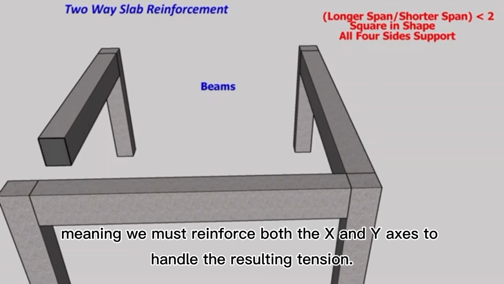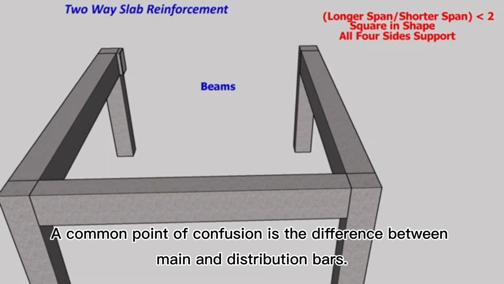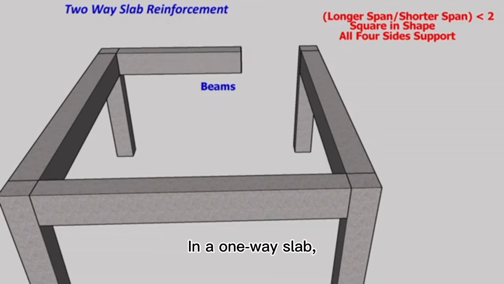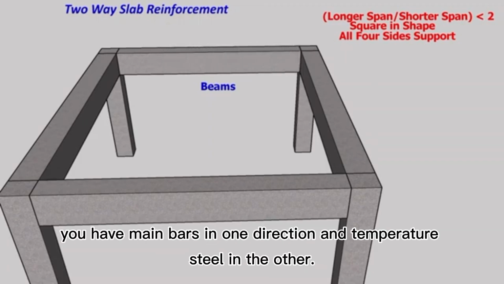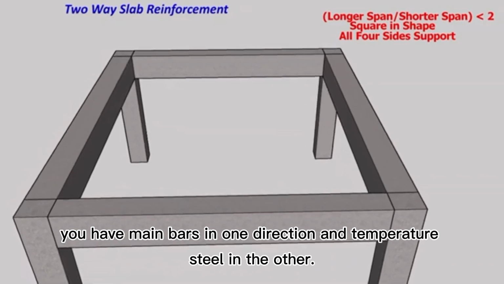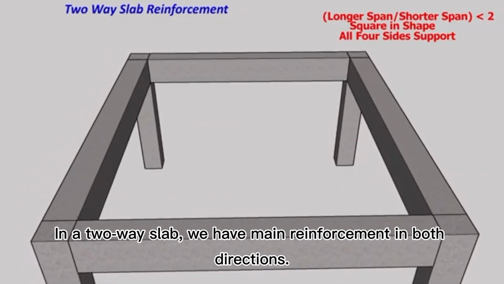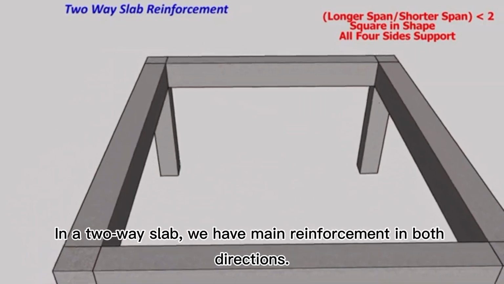handle the resulting tension. A common point of confusion is the difference between main and distribution bars. In a one-way slab, you have main bars in one direction and temperature steel in the other. In a two-way slab, we have main reinforcement in both directions.